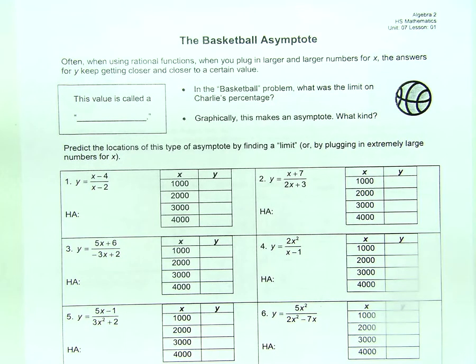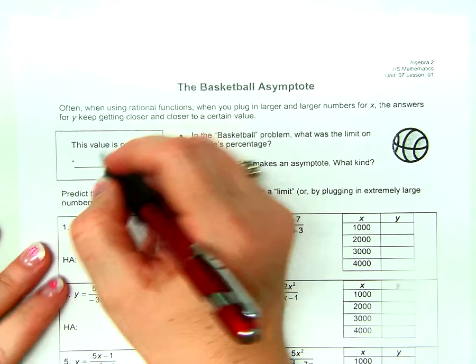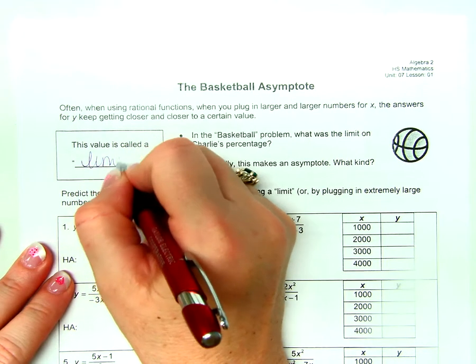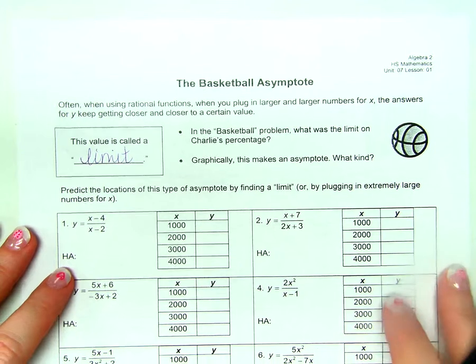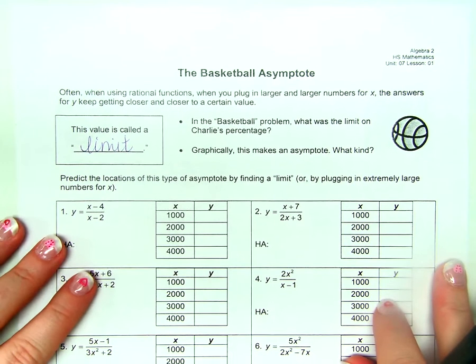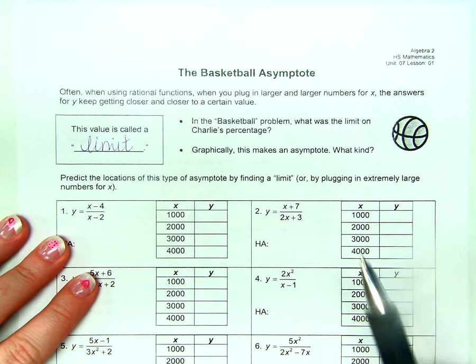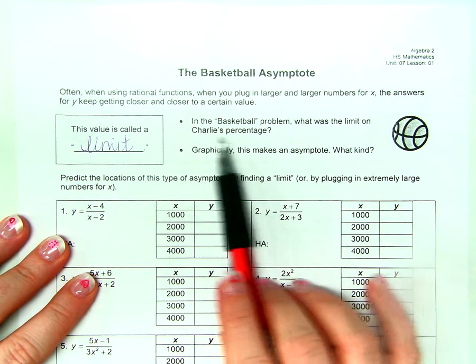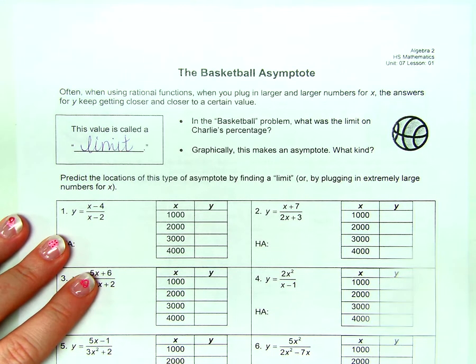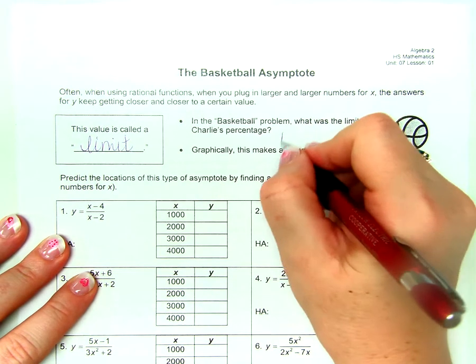So, often when using rational functions, when you plug in larger and larger numbers for x, the answers for y keep getting closer and closer to a certain value. This value is called a limit. Okay, Mrs. Clower will be very happy that we talked about limits in Algebra 2. We're approaching a certain number. We're approaching a limit. Okay? So in the basketball program, what was the limit on her percentage? 100%.